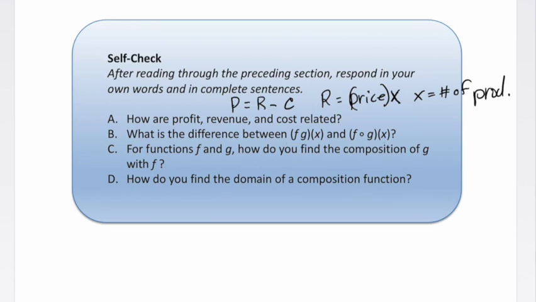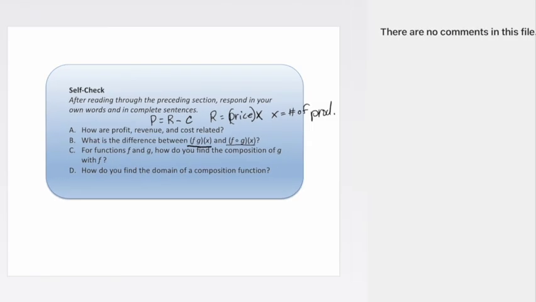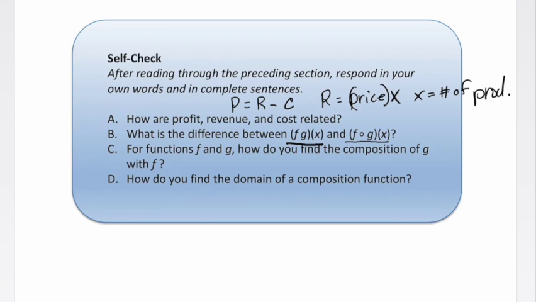Okay, so for part B, it says, what is the difference between f times g of x and f of g of x? So what this question is getting at is this is composition and this is multiplication. Another way you can see the multiplication, you might see it with a dot like that, which is fine, but if it's an open circle, that's composition. So don't get confused with that. And remember another thing, that composition functions are not commutative. That's really important. Let's put that down as part E.